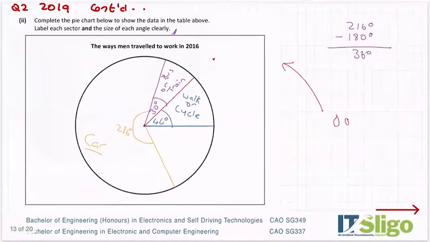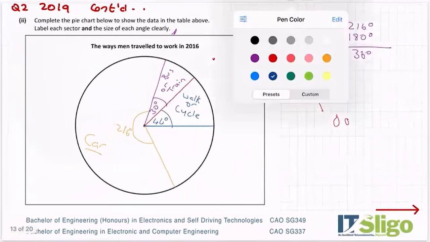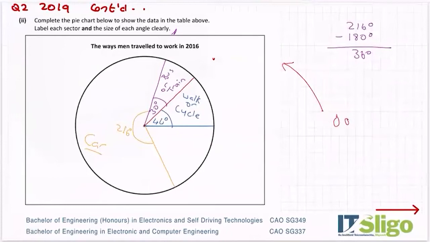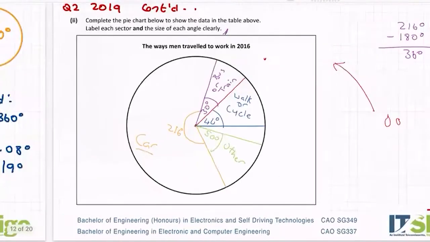Okay, so down goes my protractor on that orange line. Let me change color. Let's go green. So 50 degrees this time is here. Okay, so 50 degrees, and this is other. Okay, so pie charts take a small bit of time to do.